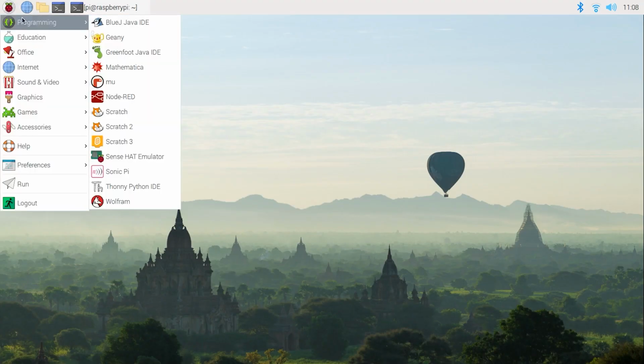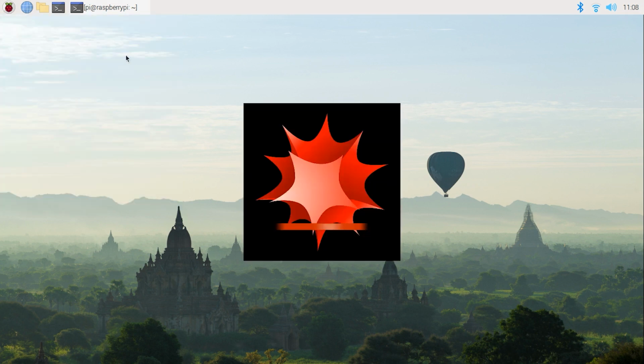I'm going to launch Mathematica on my Raspberry Pi here. We're going to go through some basic calculator functions, and in later videos we'll get into more advanced calculator functions, graphing, vectors, and so on. But for today, I just want to introduce you a little bit to the user interface and the way we enter information into Mathematica. To find Mathematica, we're just going to go to Programming here, and we're going to launch it.